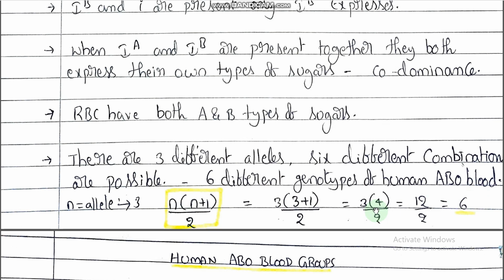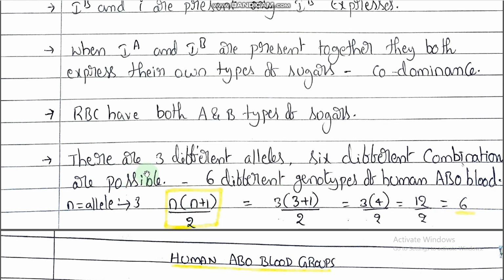Suppose, for example, in another case four alleles are present. In the place of n, you can substitute the number 4, right? Whatever answer you get, you can solve the problem, and that is the number of genotypes.